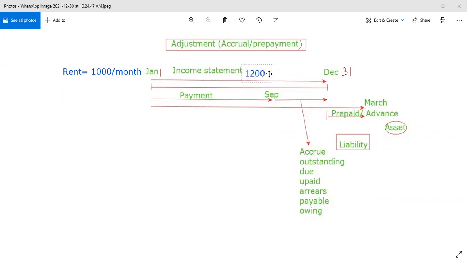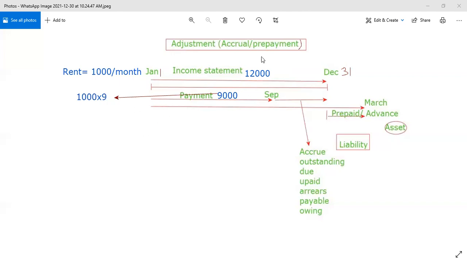But actually what happened, you paid up to September. That means you have paid for 9 months, from January to September. So you have paid 1,000 into 9, that is 9,000 rupees. But total expenses from January to December is 12,000.